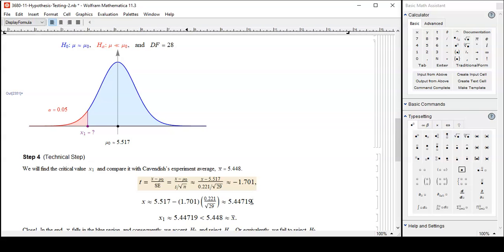Solving the equation, you get the critical value. Once you have the critical value, you can always compare that with x bar, the observed sample mean, and you can make an appropriate conclusion. Fell in the blue region, close to null, then we accept the null hypothesis. Fall in the red region, far away from the null, so we reject null and accept the alternative hypothesis.